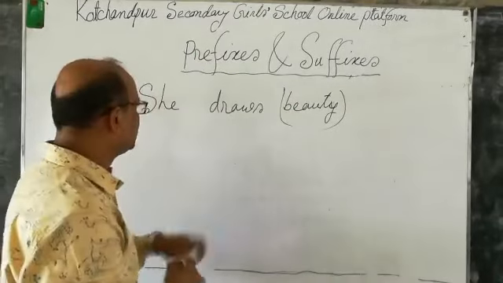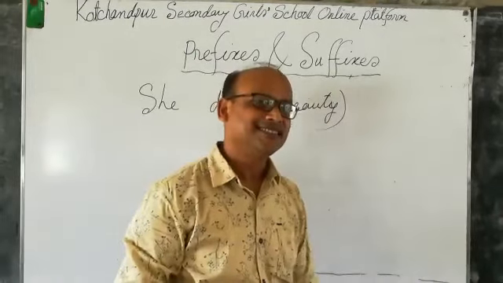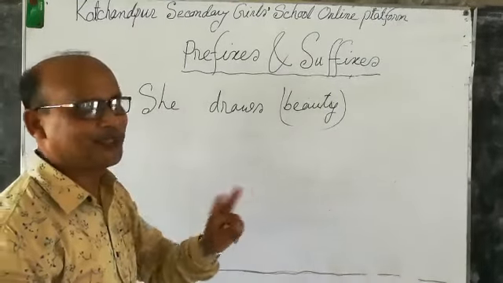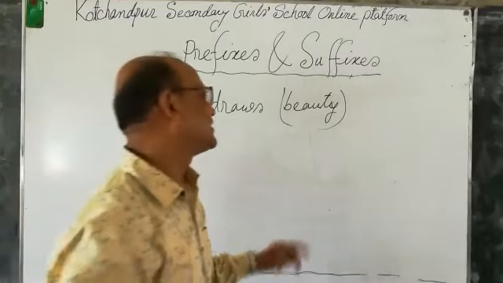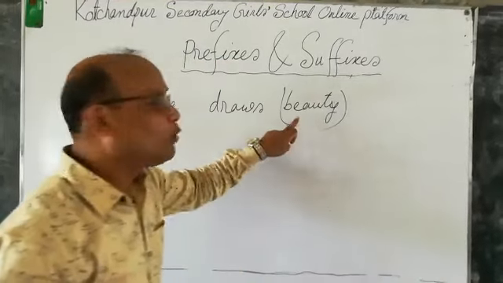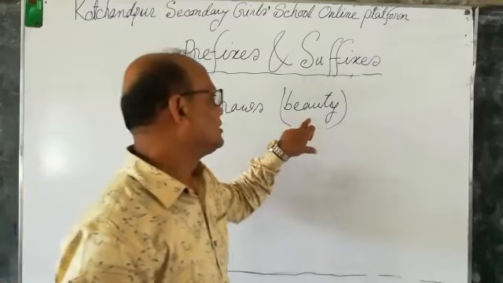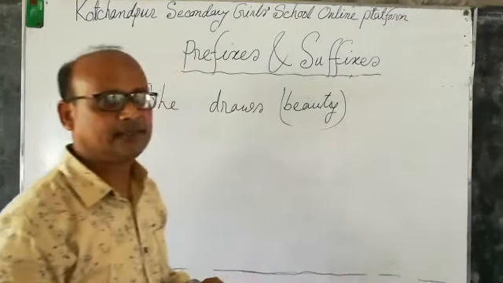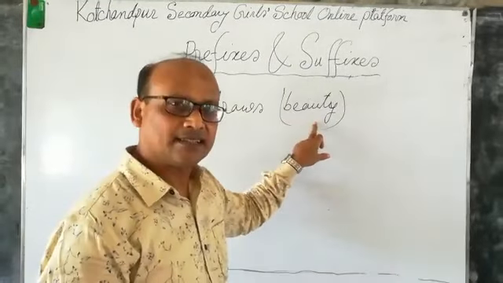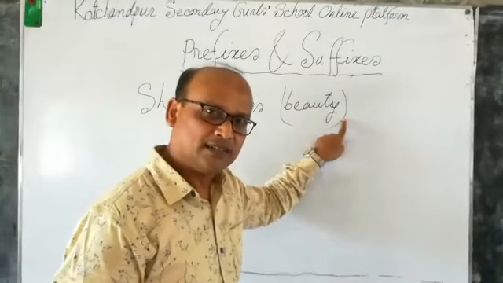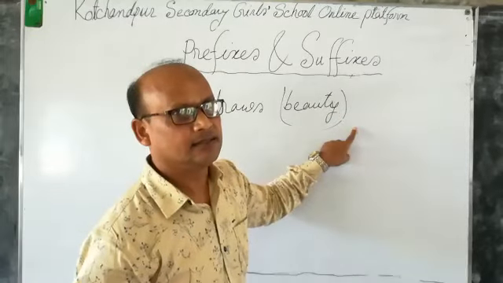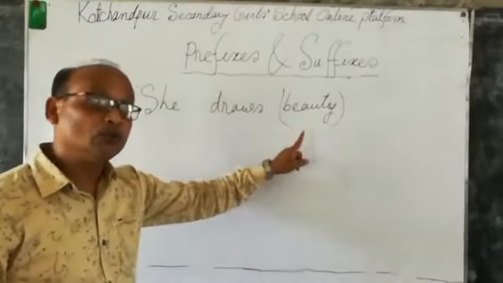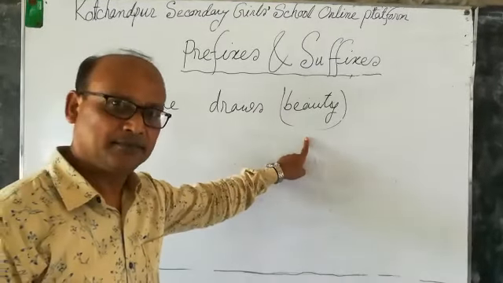She draws beauty. Is it correct? Surely you know that it's not correct. But which form will be of beauty? As you know, beauty may take beautiful, beautifully as suffix. Now, what will be correct here?